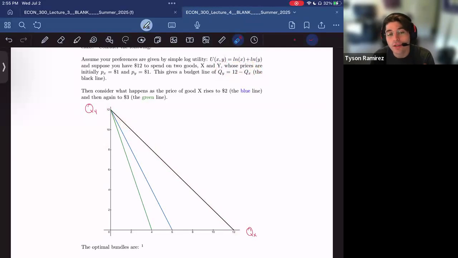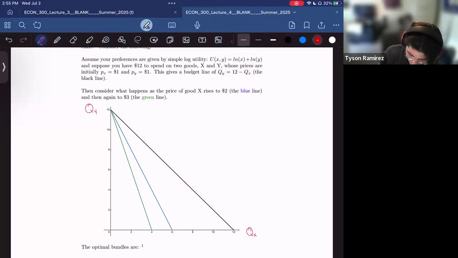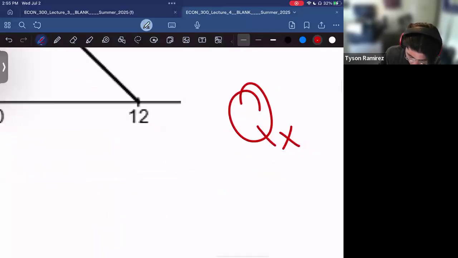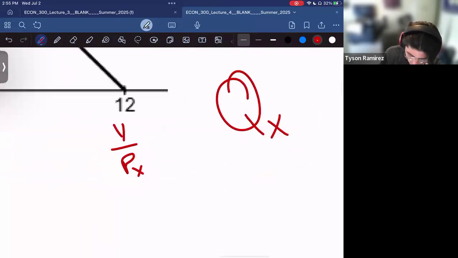Then consider now what happens when the price of good X rises. If the price of good X rises to $2 a unit, then remember, how did we get our intercepts? It was our income Y over the price of the good. So here it was 12 over 1.